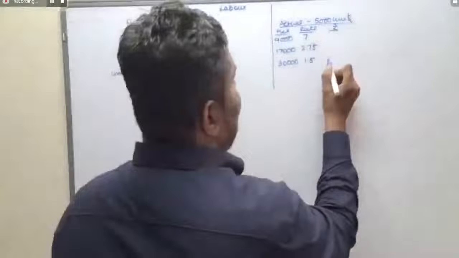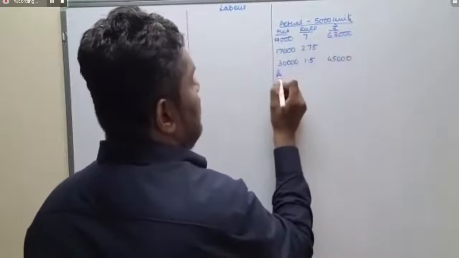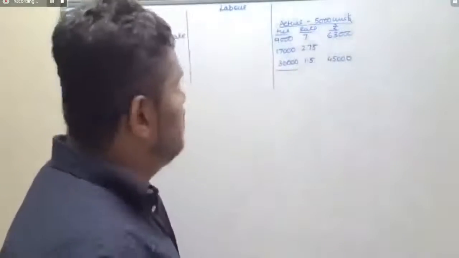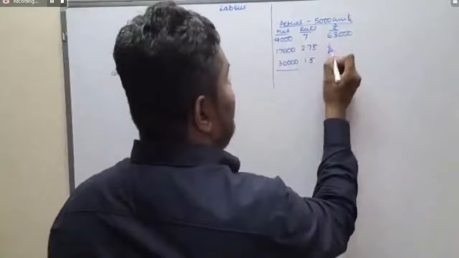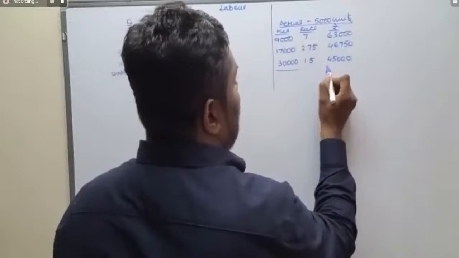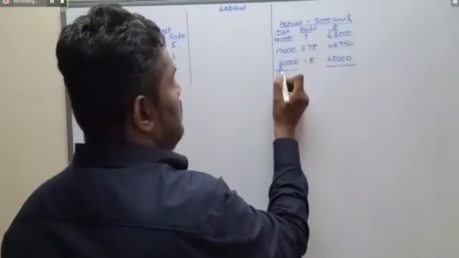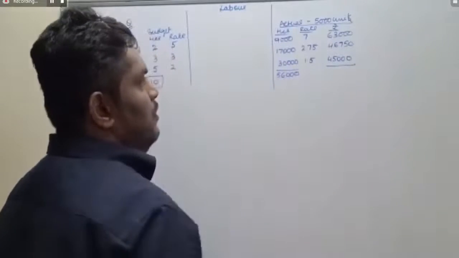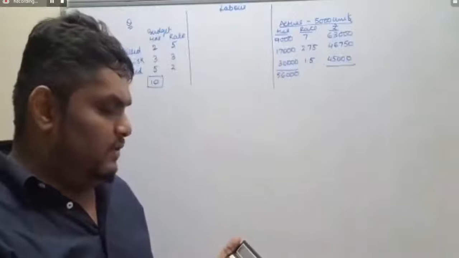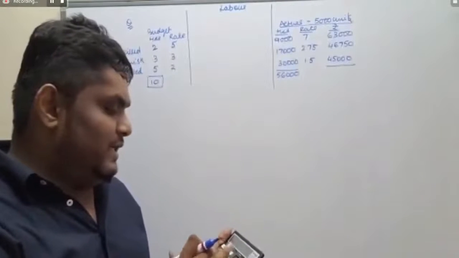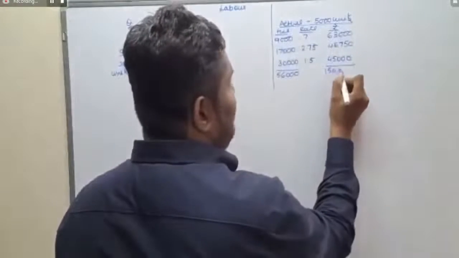So the total amounts will be 63,000, 46,750 and 45,000. So it took a total of 56,000 hours to manufacture 5,000 units, wherein the total cost involved is 154,750.